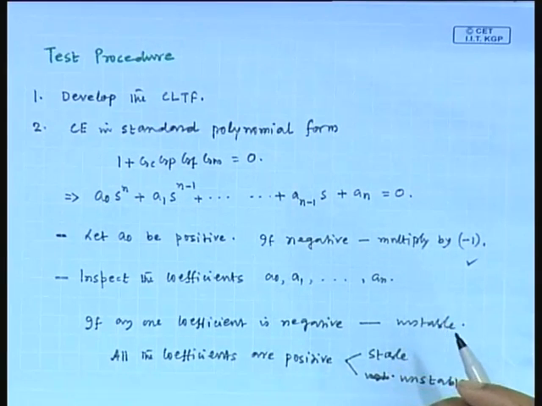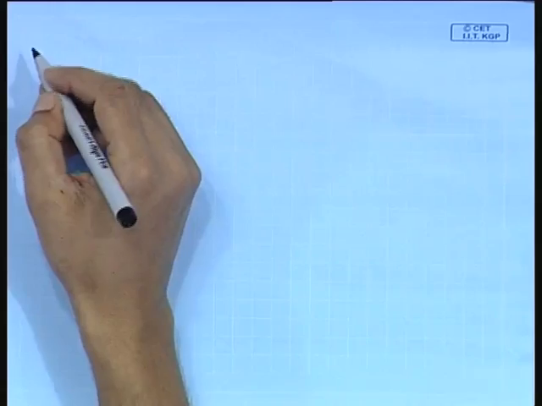In the next step, we need to inspect the coefficients. If any one coefficient is negative, the system is unstable. So, there is no need of further analysis. If all the coefficients are positive, the system may be stable or may not be stable. So, to conclude whether the system is stable or unstable, we need to go for further analysis. So, that is basically the third point, third step of this test.